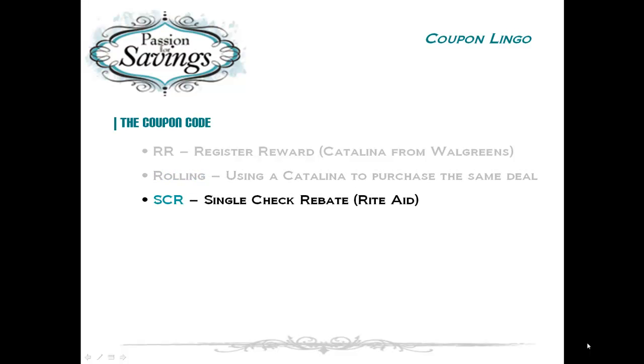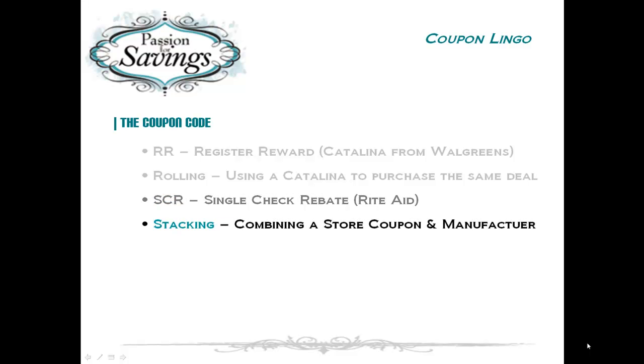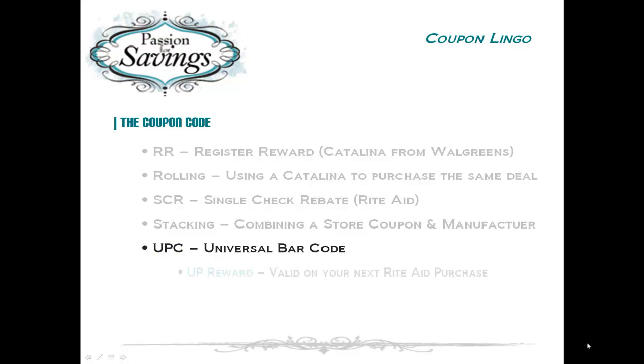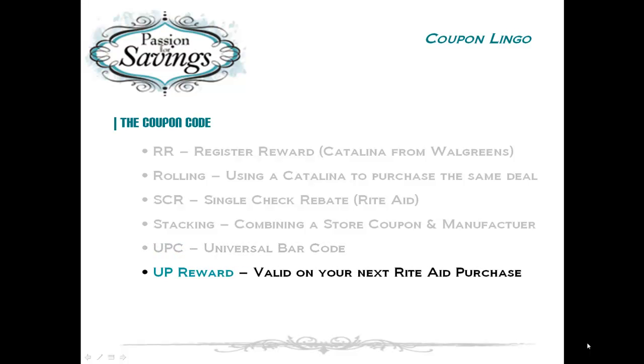SCR is single check rebate. This is Rite Aid's mail-in rebate program. You actually can submit multiple receipts online and receive one check at the end of the month. Stacking is combining a store coupon and a manufacturer's coupon. A UPC is a universal barcode. Up Rewards are valid on your next Rite Aid purchase. These are very similar to CVS Pharmacy's ECBs or Extra Care Bucks.